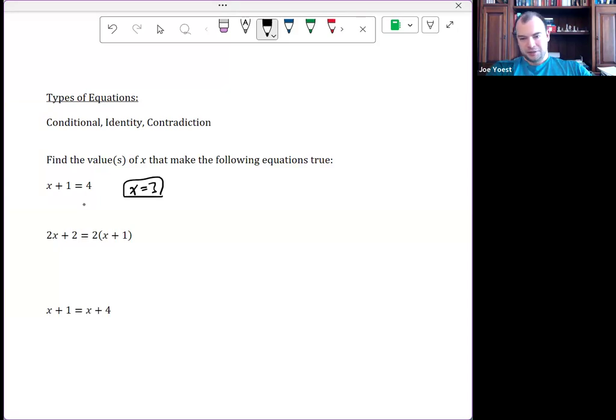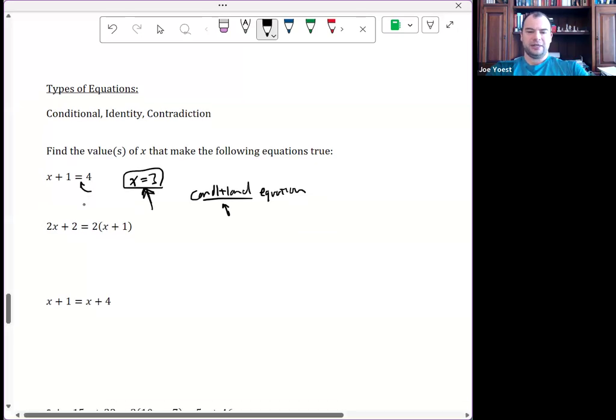We call this a conditional equation. In other words, this equation is true if and only if we meet the condition that the value we substitute in for x is 3. If I put in 10 for x, or if I put in negative 5/4 for x, I'm not going to get a correct equation. The truth of this statement is conditioned on the criterion that x equals 3. The only way this is true is if x equals 3.